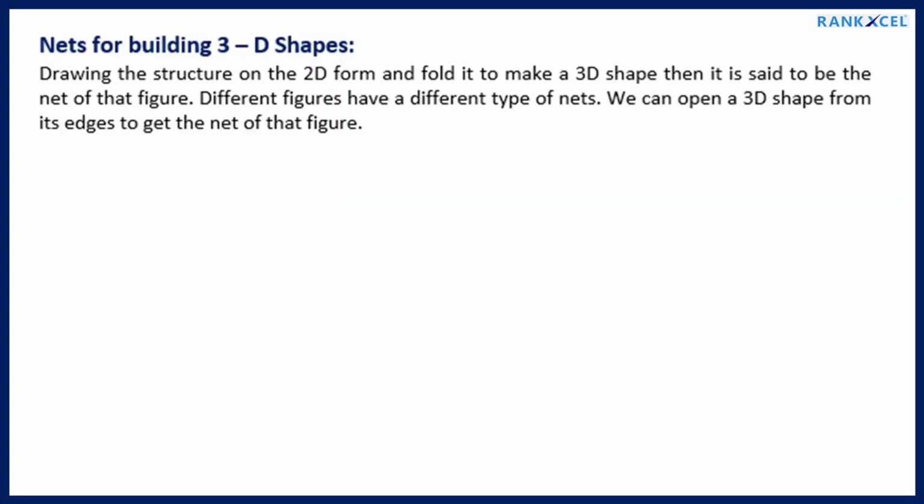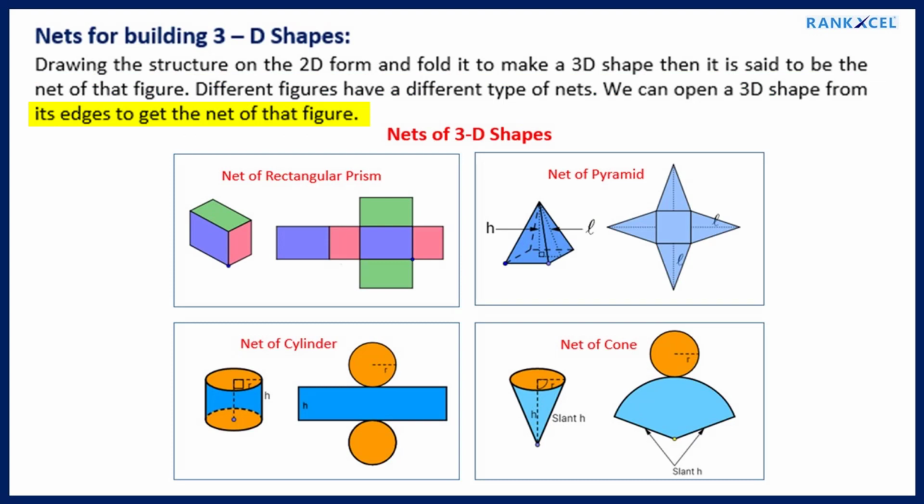Nets for building 3D shapes. Drawing the structure in 2D form and folding it to make a 3D shape is said to be the net of that figure. Different figures have different types of nets. We can open a 3D shape from its edges to get the net of that figure.